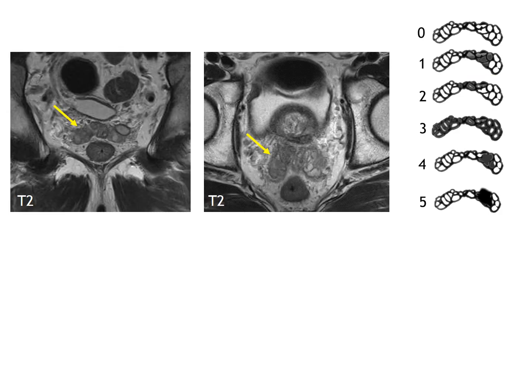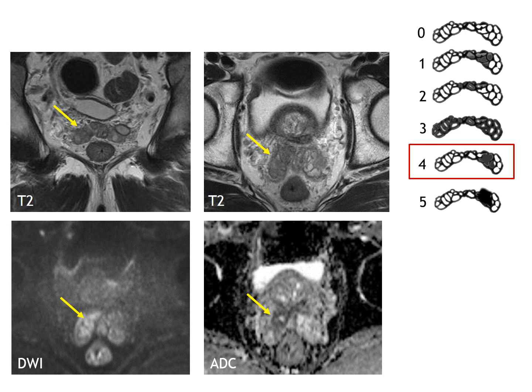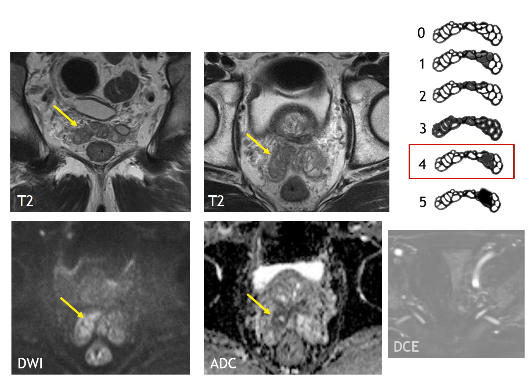How about this case? Asymmetric low signal intensity of the right seminal vesicle without definite mass lesion, so this pattern. Diffusion weighted imaging and ADC map show abnormal signal intensity of the lesion, and dynamic contrast enhanced imaging well shows early strong enhancement of the lesion.